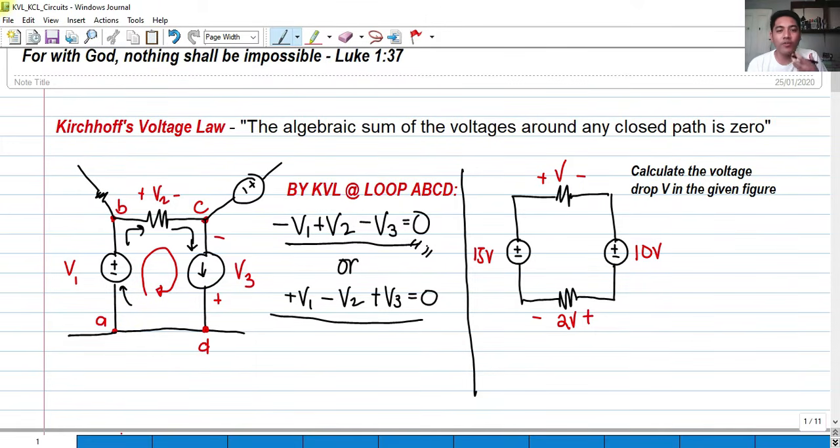Okay, and the number of closed paths could actually determine how many times you can use KVL. Okay, so for this given series circuit, for example, calculate the voltage drop V in the given figure.